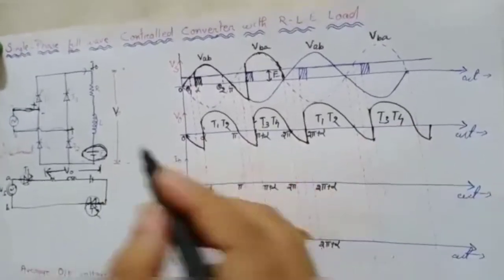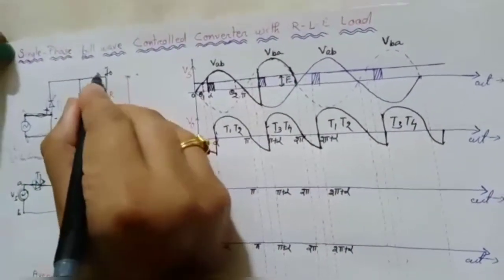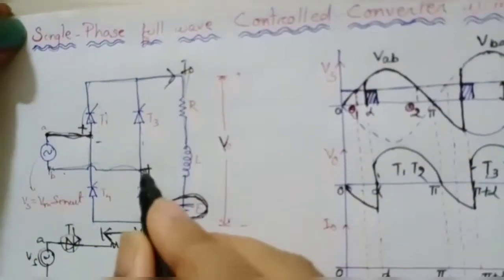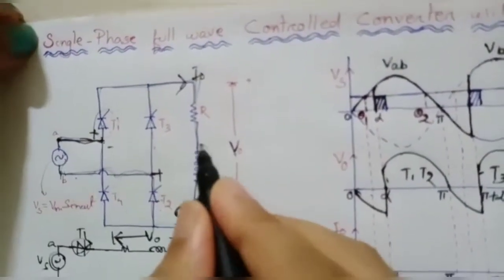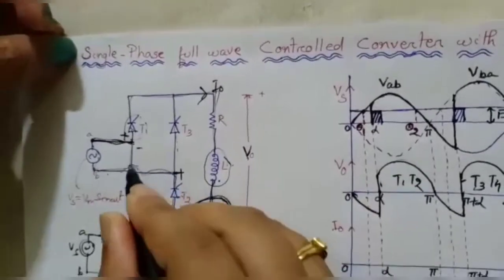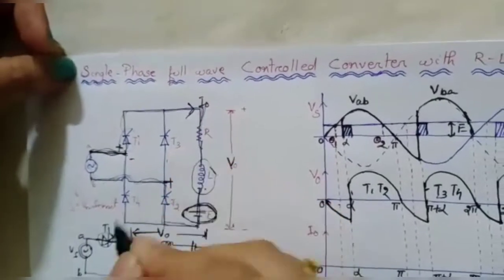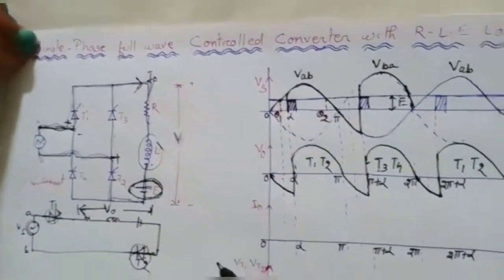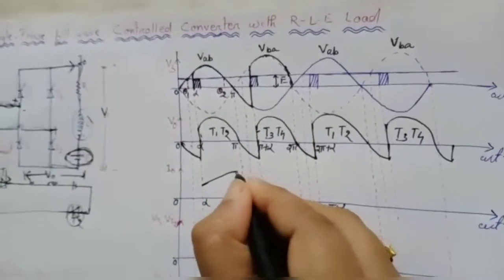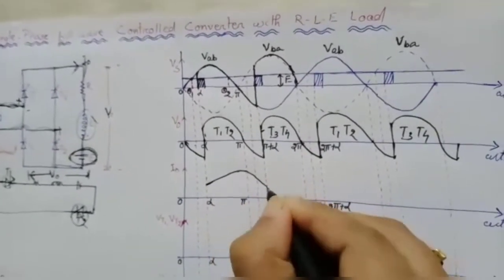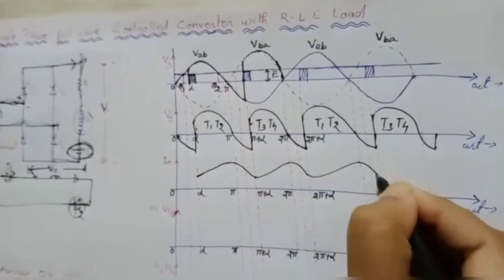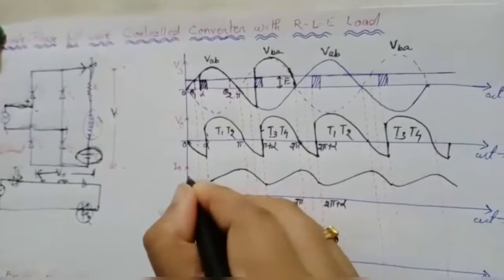Again here we can see that in all cases the current is continuous. When current flows through the load via T2, the current keeps flowing due to the inductor in the same path. That's why the current never touches the zero line. Due to the source it increases, due to the load it decreases, then the source increases and it decreases again. This is the waveform for the current.